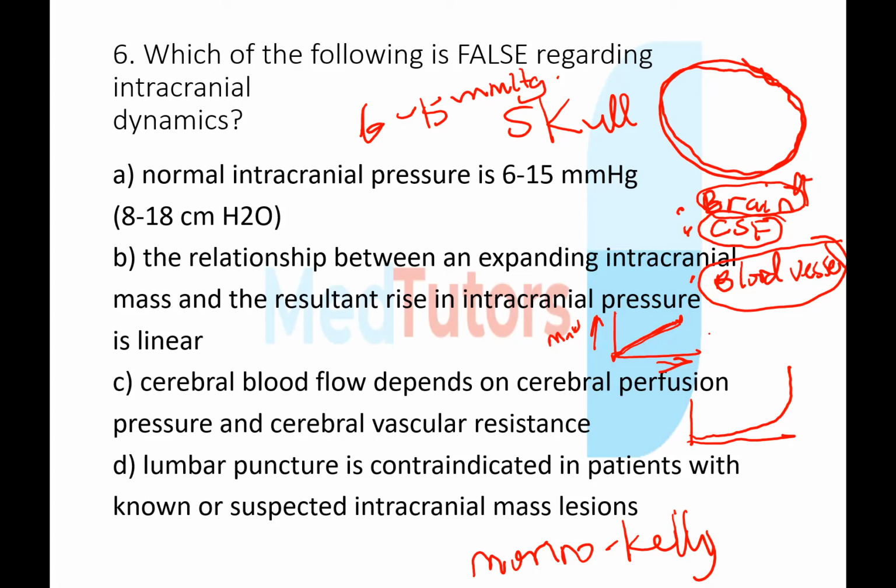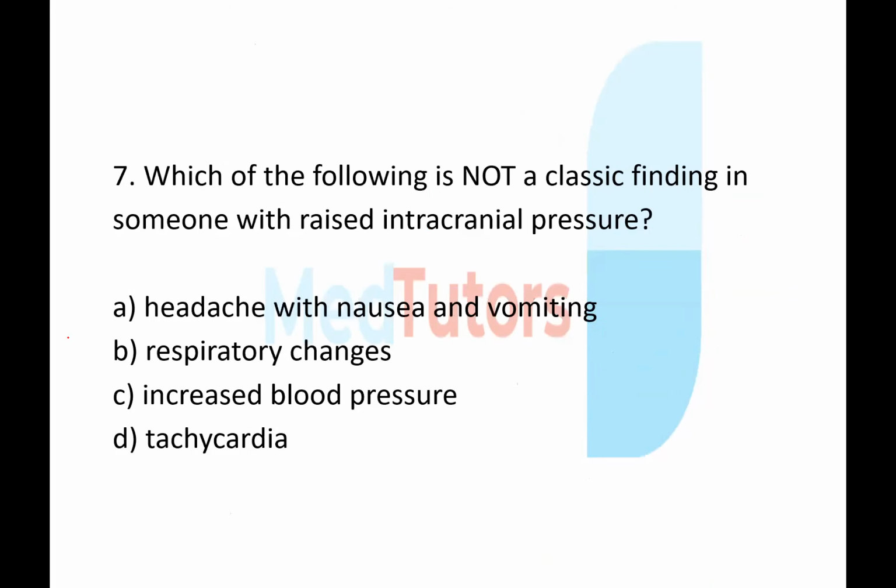Cerebral blood flow depends on cerebral perfusion pressure and cerebral vascular resistance. That is correct. If you look at the formula, lumbar puncture is contraindicated in a patient with known or suspected intracranial mass lesion. Yes, you don't do lumbar puncture where you suspect an increased intracranial pressure.